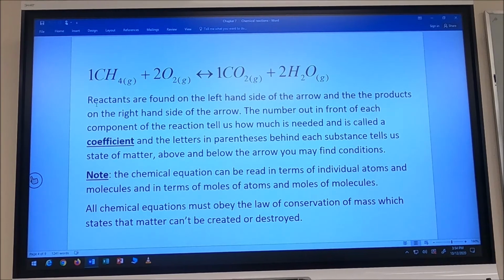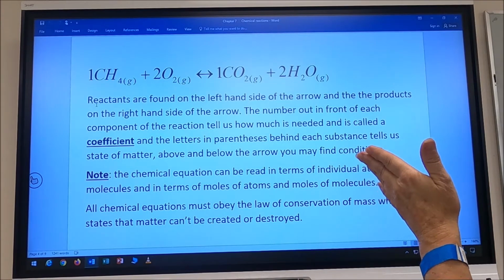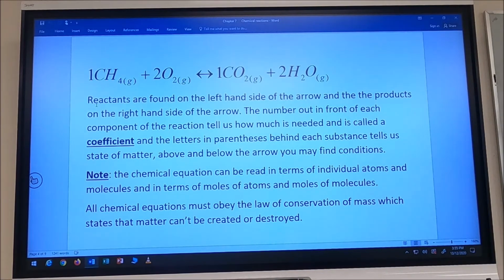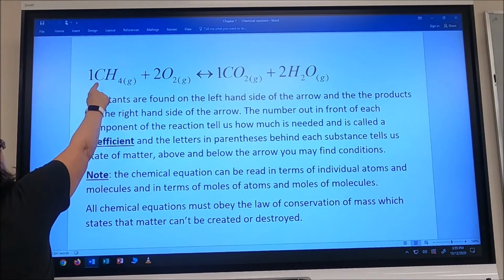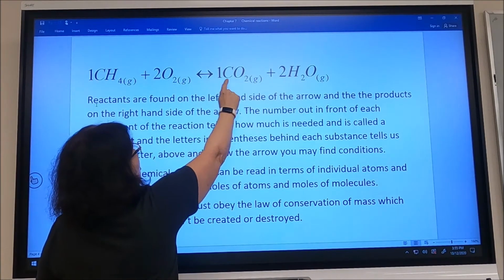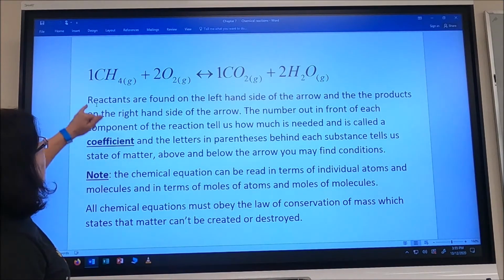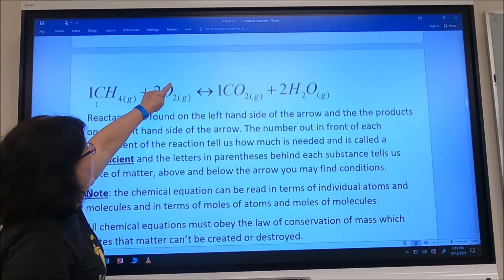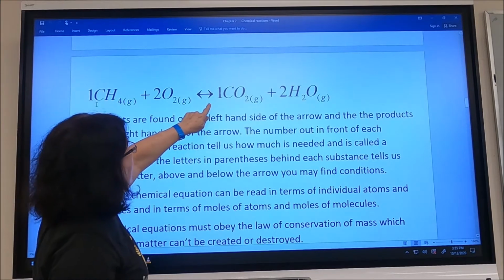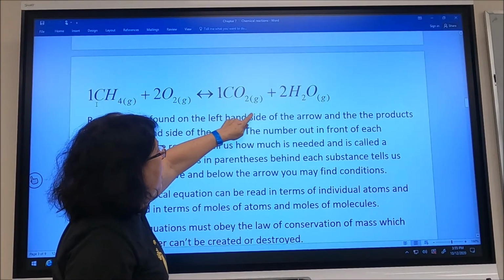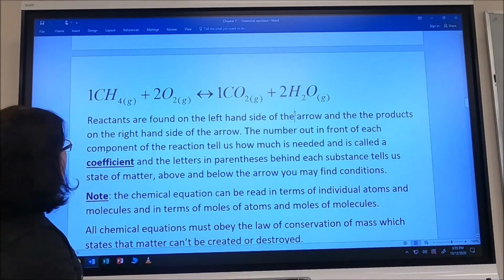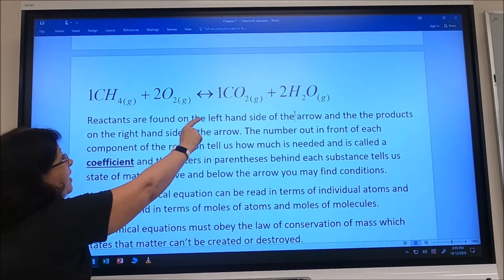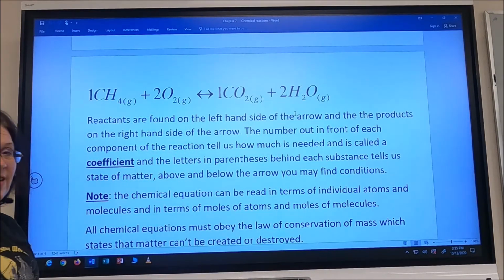So, in a practical sense, what this means is that the number of each type of atom on each side of the chemical equation has to be the same. If we look here, if I've got one methane, I've got one carbon. If I've got one carbon dioxide, I have one carbon. I have 2 times 2, 4 oxygens. I have 2 oxygens here, 2 times 1, 2. 2 plus 2 is 4, there's 4 oxygens. I have 4 hydrogens here, 2 times 2 is 4 hydrogens here.